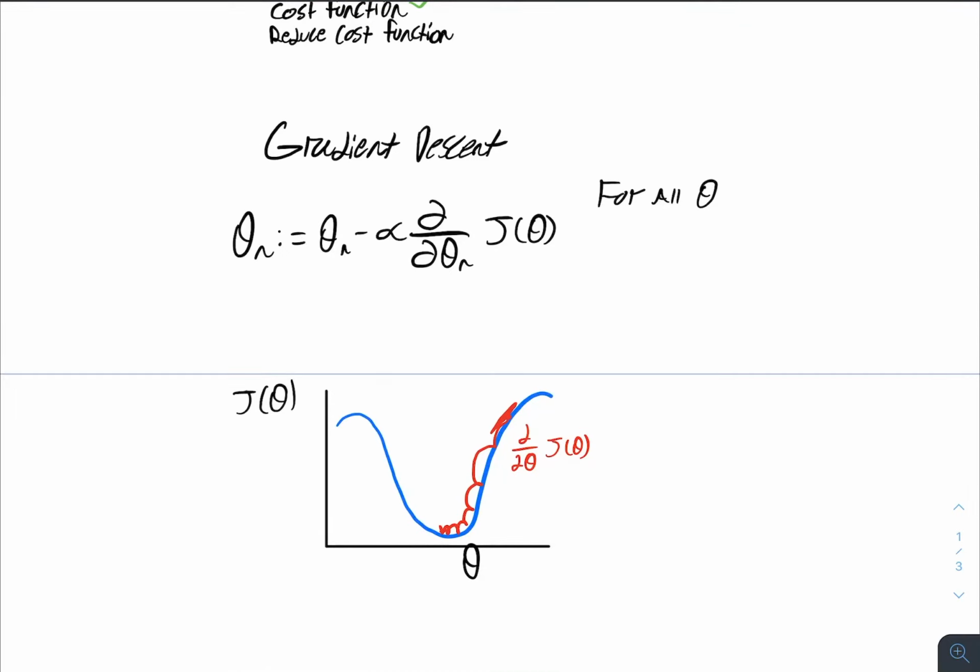Essentially, we're just looking at each parameter and determining how we should increase or decrease it and by how much. That's all gradient descent is really doing, and that's all you really need to understand. This is essentially all you need to get started.